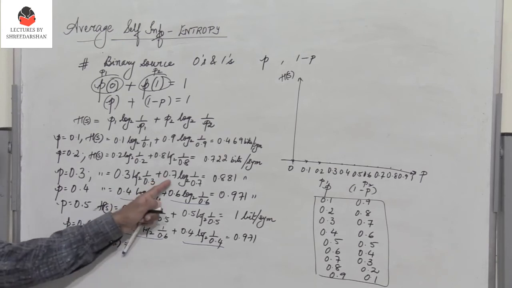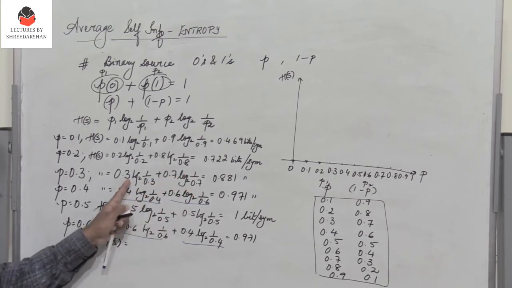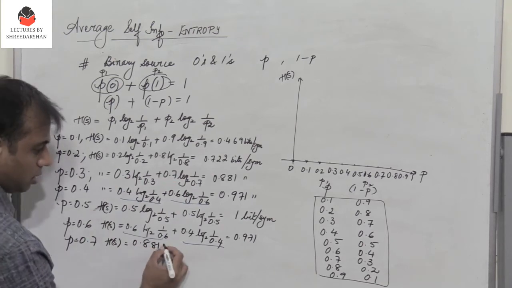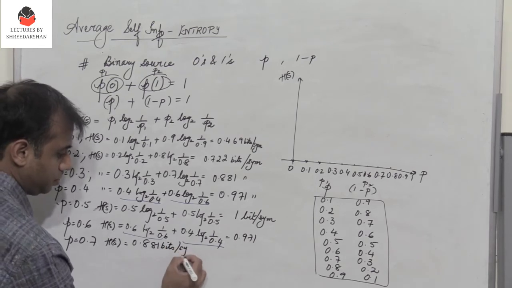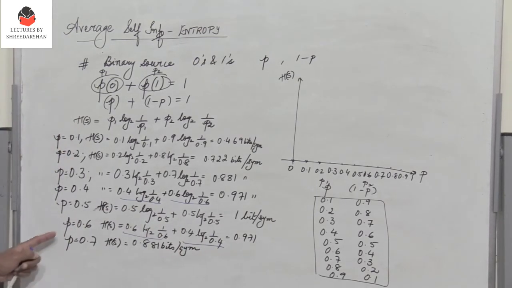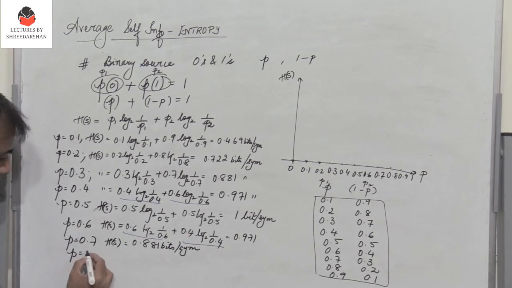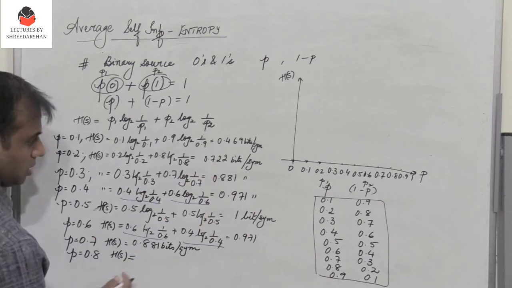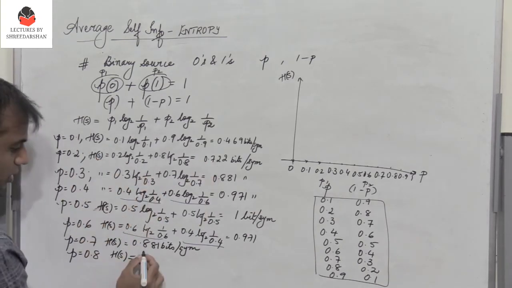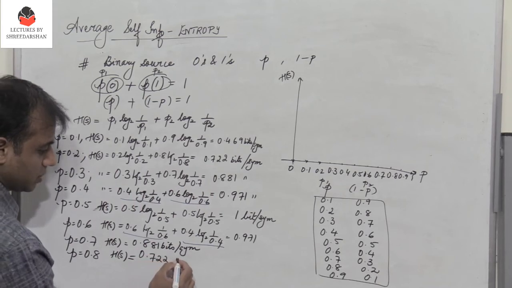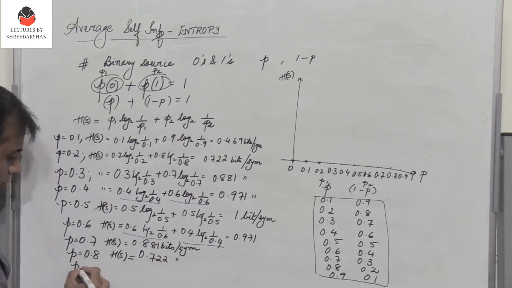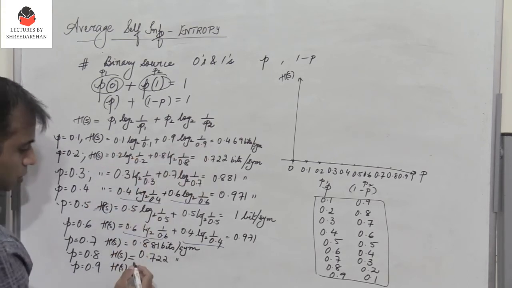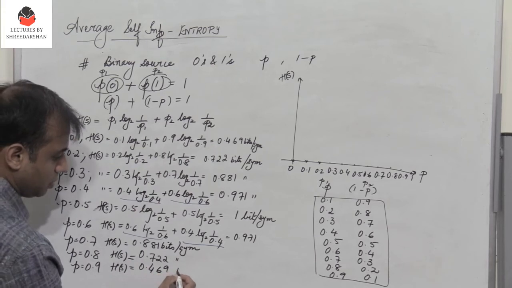Similarly, can you tell me for P equal to 0.7, what is H of S? I should get 0.7 log to base 2 1 by 0.7 plus this expression. So that would be 0.881 bits per symbol. Next, for P equal to 0.8, H of S will be equal to this, isn't it? 0.8 and 0.2 here. So you get 0.722 bits per symbol. And for P equal to 0.9, what is H of S? I get the same value, 0.469 bits per symbol.